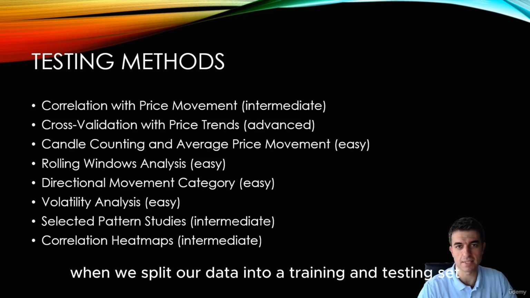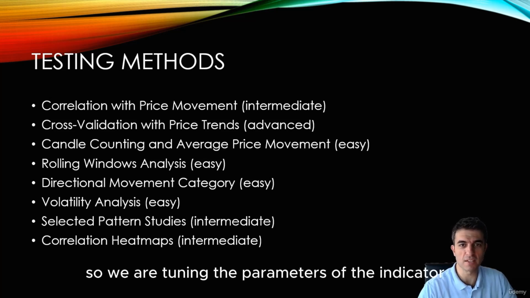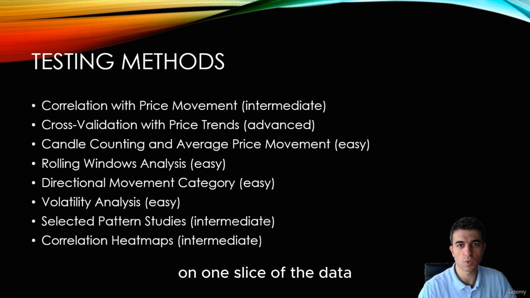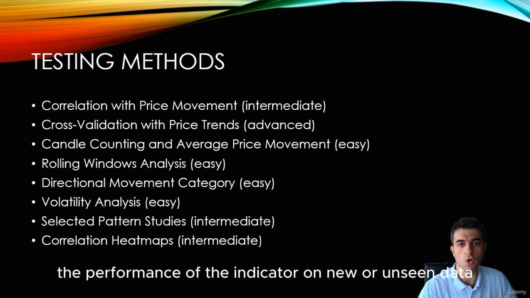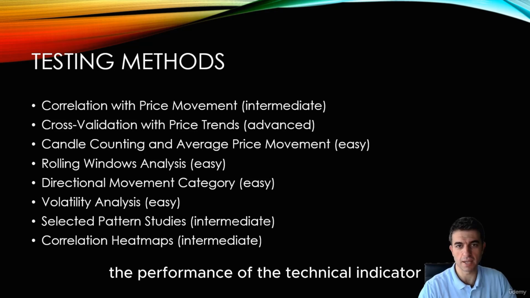into a training and testing set, we are only using the training set for fitting the indicator. So we are tuning the parameters of the indicator for the best results on one slice of the data, which is the training set. And this is because we want to assess the performance of the indicator on new or unseen data, which in this case is the test set. So we wouldn't use the test set until everything is finished, all fine-tuned, and all the parameters are tuned. And in this case, we can start using the test set just to assess the performance of the technical indicator.